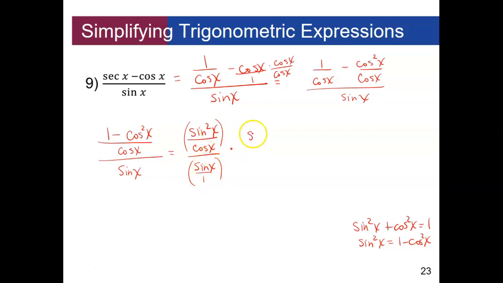Okay, so now I have this fraction, and then here I have a fraction, sine over 1. So I'm going to do keep, change it to multiplication, and then flip. Okay, when that happens, I can now cancel sine with one of these sines. And so I'm going to have sine over cosine, and that's going to be equal to tangent.